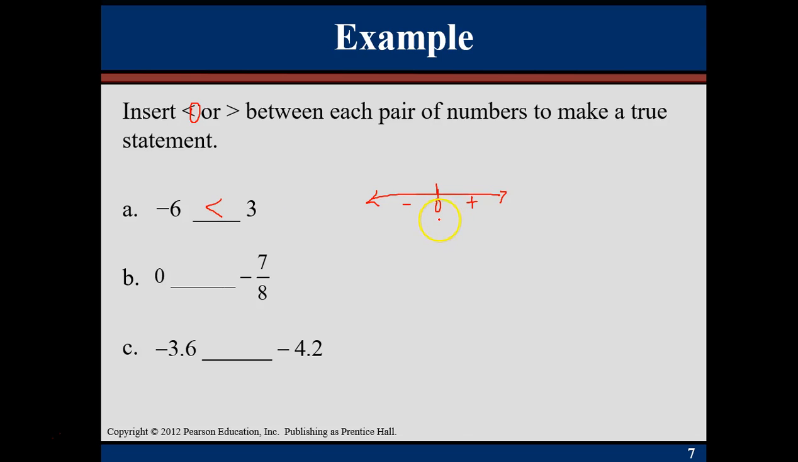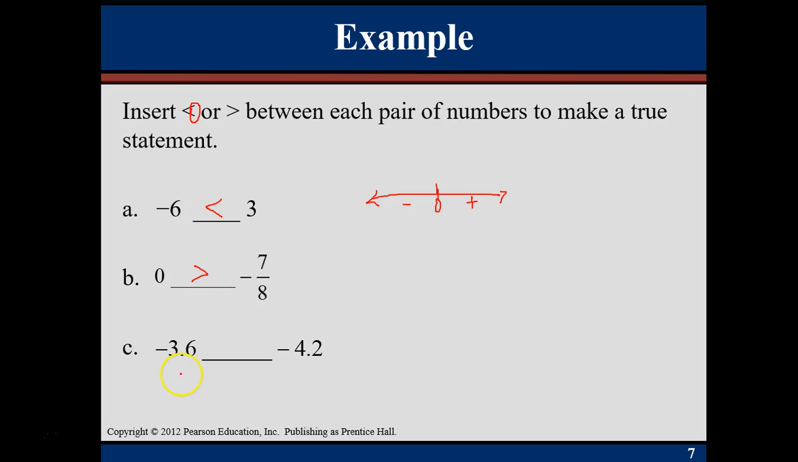0 virtually splits the number line from negatives on the left and positives on the right. So 0 is always bigger than the negative numbers. So 0 is greater than -7/8.